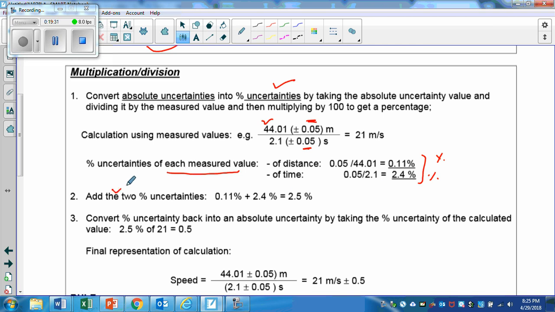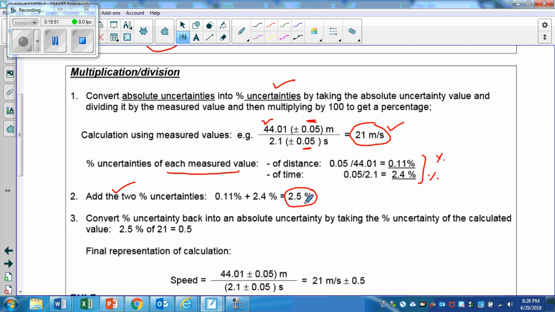I will add the two percentage uncertainties. Okay, this is the addition of the two percentage uncertainties. So this was the answer of my meter per second. Okay, this was my calculation. And for 21 meter per second, my uncertainty is going to be 2.5%.